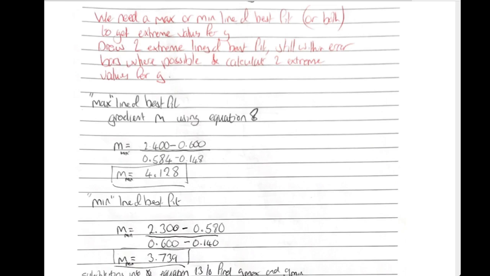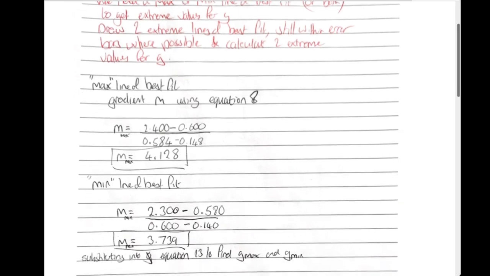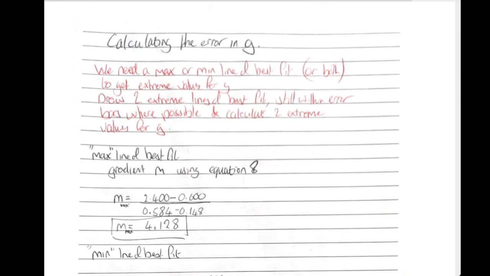And finally, we get to the very last part of the lab diary, where we've got a value for g. We just calculated that in the last part, but that's not the end of the experiment. We need to know what the error in that value of g was. So in this example, what we're going to do is use the max min gradients that we've already calculated.